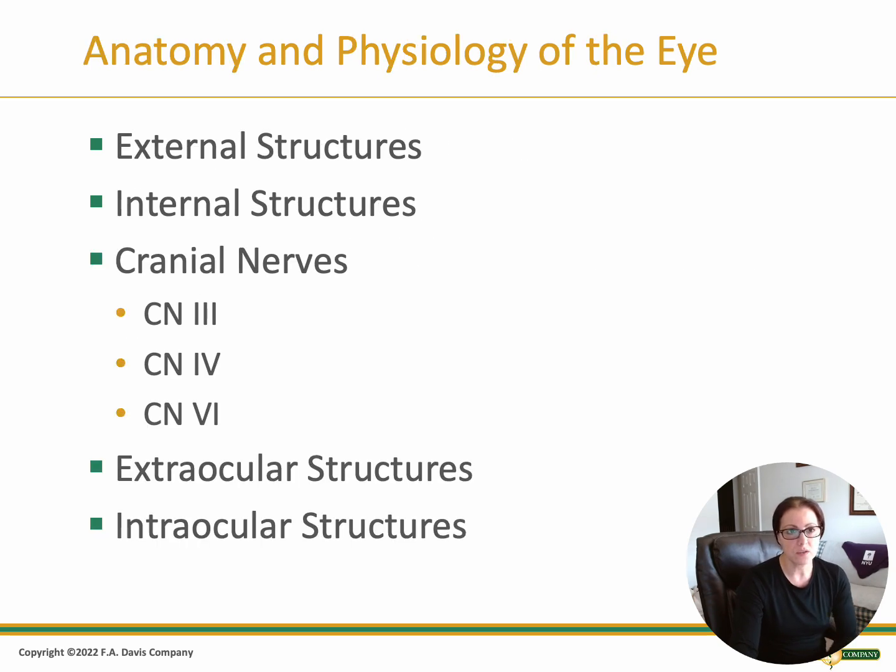There are external as well as internal structures of the eyes, and there are cranial nerves associated with the eyes. And again, we're going to revisit the cranial nerves when we touch upon the neurological chapter. But understand there are 3 specific nerves that are associated with the eyes.